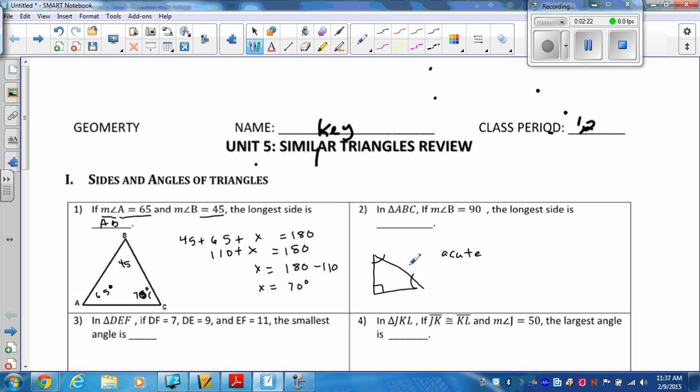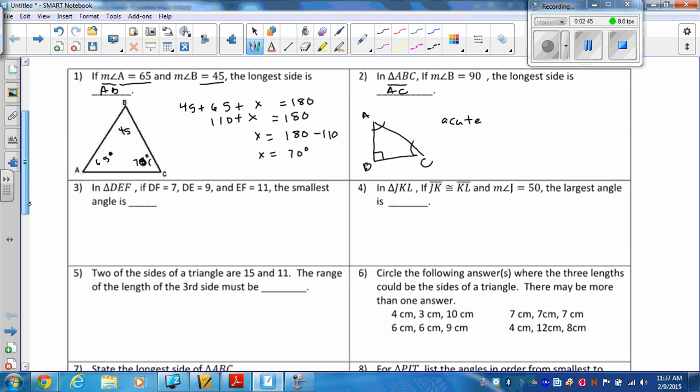Therefore, this angle is the smallest side. So A, B, C, and since 90 is going to be the biggest angle, the biggest side is going to be AC. Again, we know this because these two have to be acute. So we don't know their exact measure, but we do know that they have to be smaller than 90.